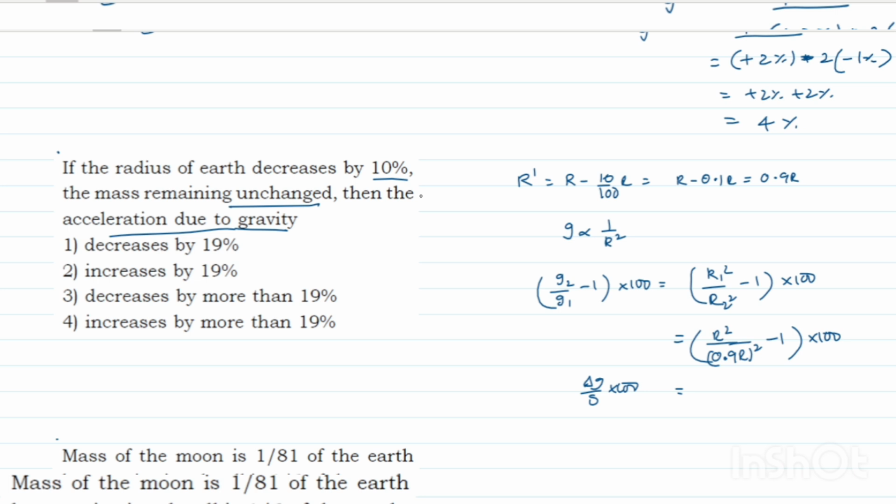So here we will be getting 1 by 0.9, which is 10 by 9. 10 by 9 whole square means 100 by 81, minus 1, into 100. 100 minus 81 gives 19. So 19 by 81 into 100 is nearly 23% of the g value. That means g increases by more than 19%, which is the correct answer.